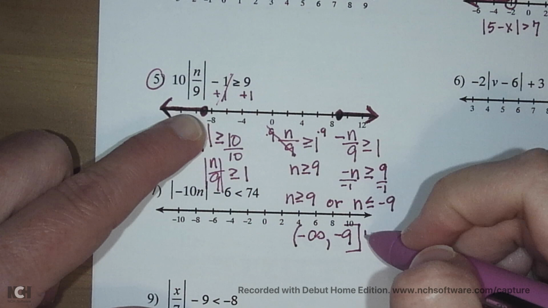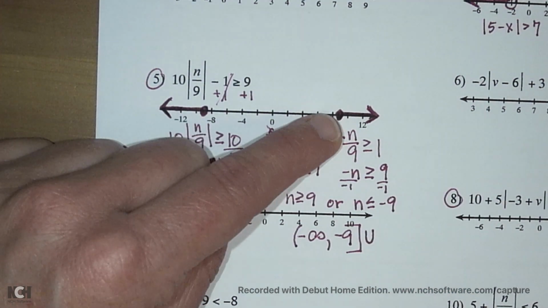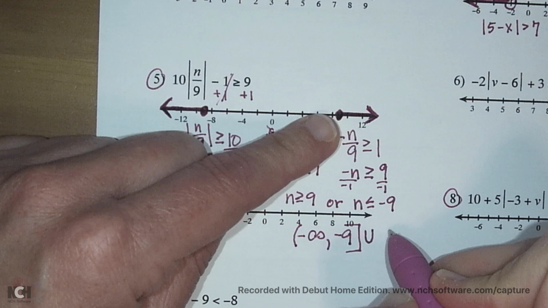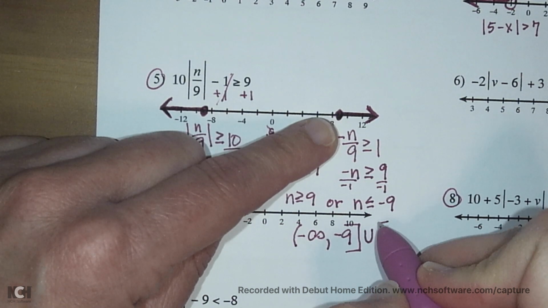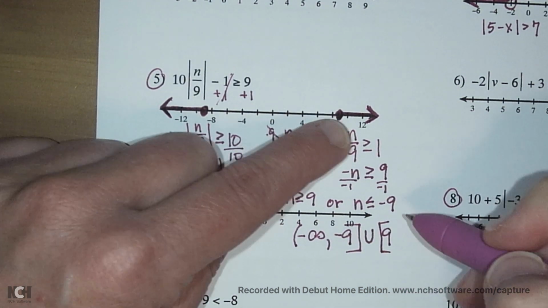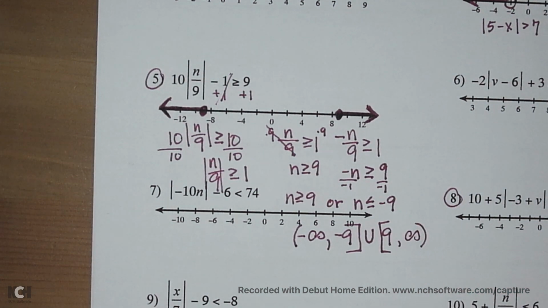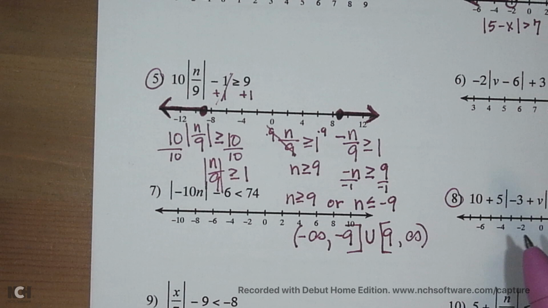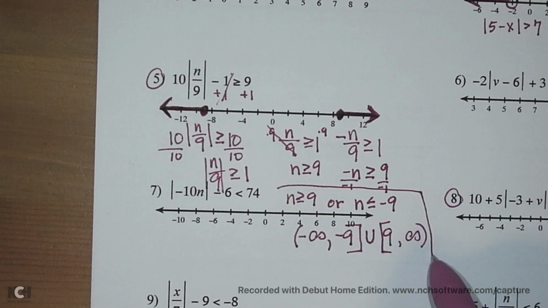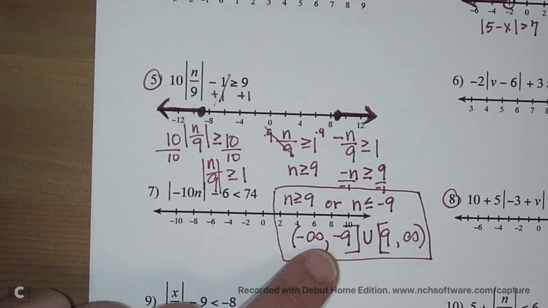And now we do our union, our U for union. Going up to here, we've got +9. Again, it's a closed dot, so we're going to do that square bracket, and it goes all the way up to infinity. There we go. And now we are done with that problem. So let's box it off. That's the whole answer, along with the graph.